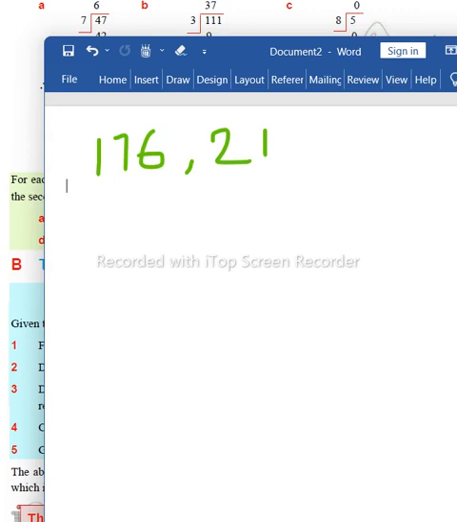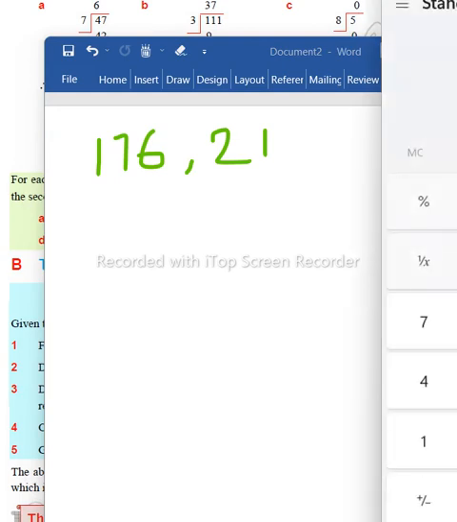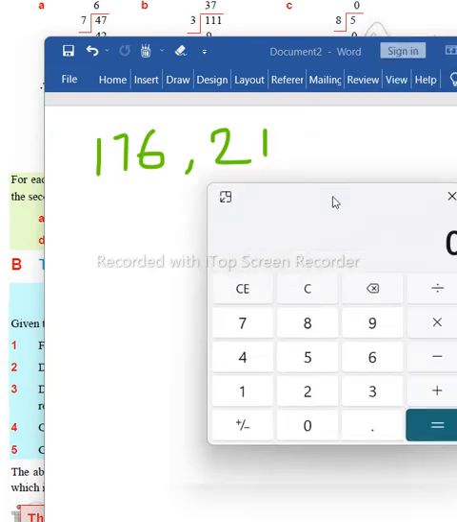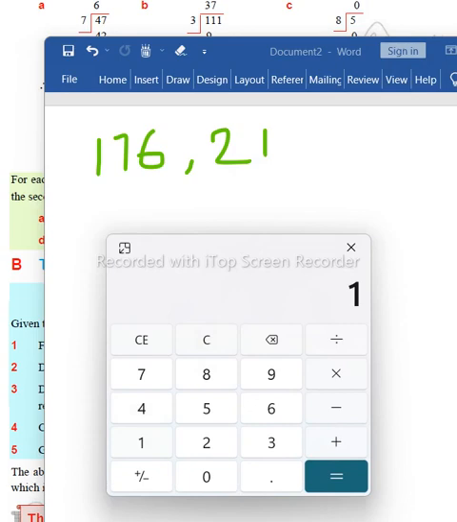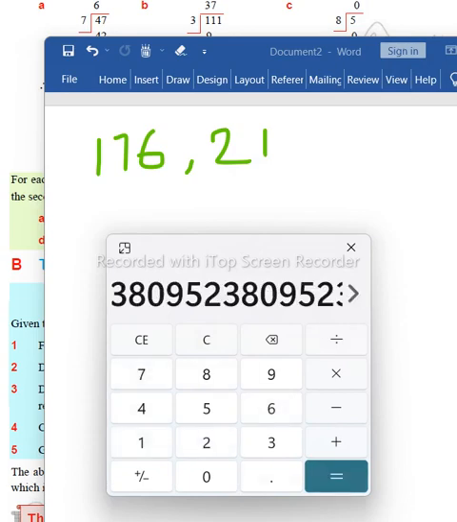When we divide 176 by 21, we can use a calculator, or we can do it another way. Let us use the calculator here, since we cannot do it easily by hand. We get 176 divided by 21.